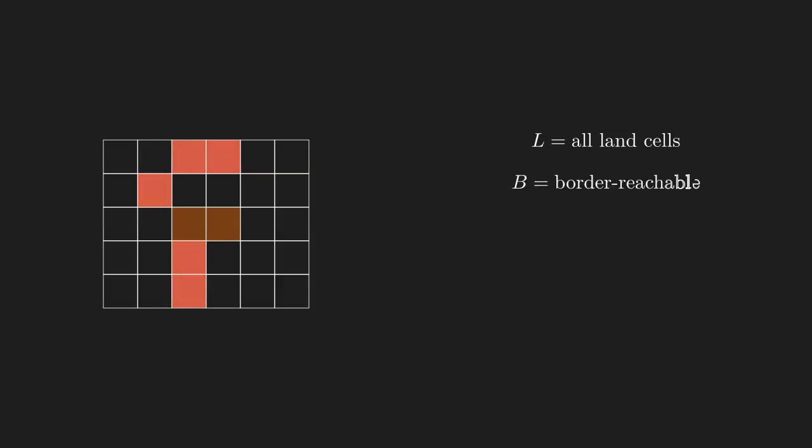Let L be the set of all 0 cells, and let B be the subset of 0 cells reachable from the border. The theorem tells us that B contains exactly the open island land. Phase 1 removes B by changing its cells from 0 to 1. The residual land set is therefore R equals L minus B, containing only closed island cells.